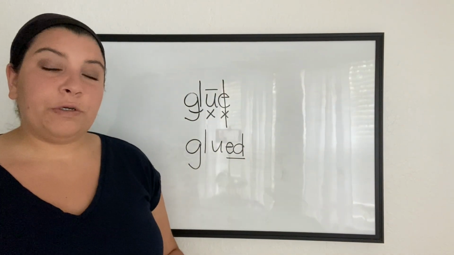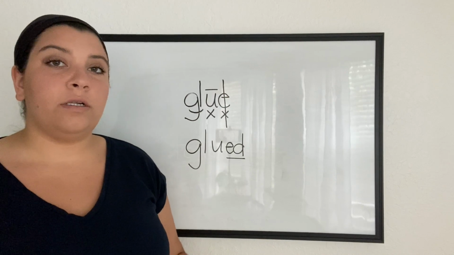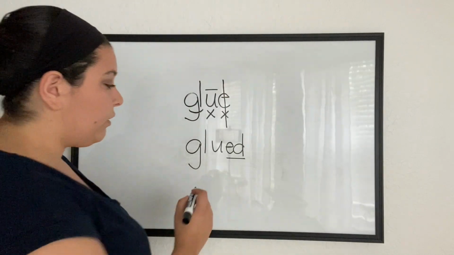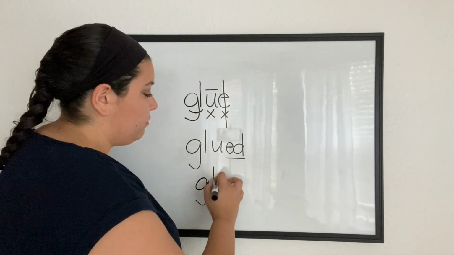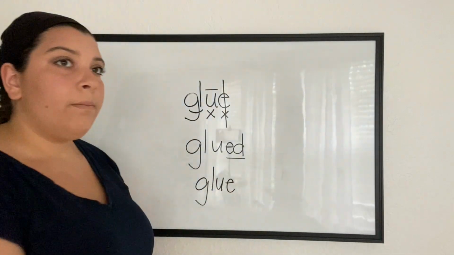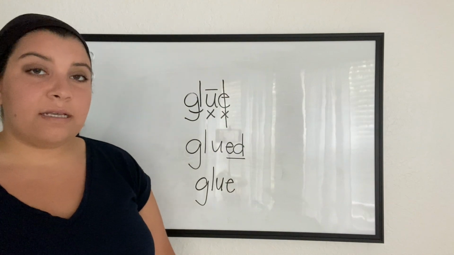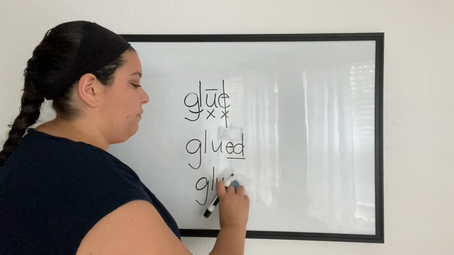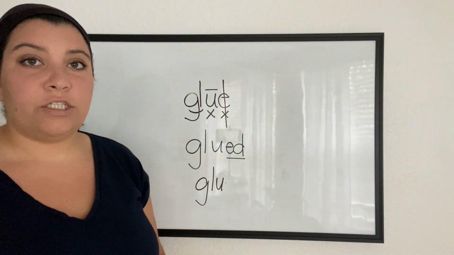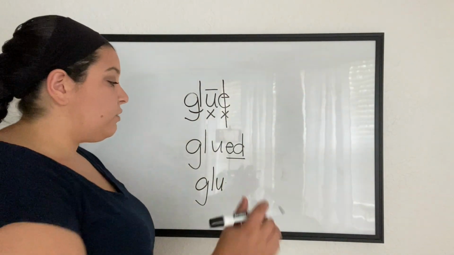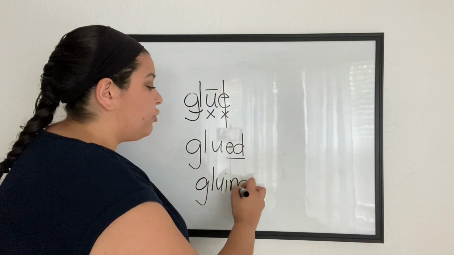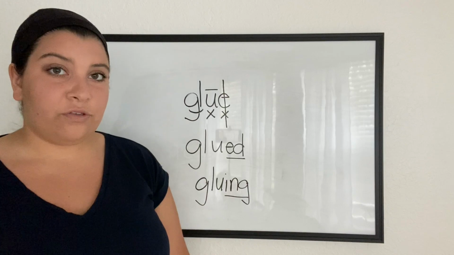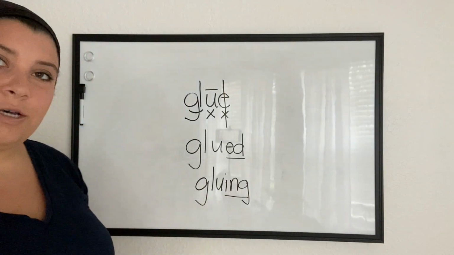The same is true if you want to change the word glue to gluing. So I'm going to rewrite my word glue. Before I can add my suffix, I have to erase my E. And the word that I wanted to write was gluing. So my ING now replaces the job that E used to have. So now my new word is gluing.